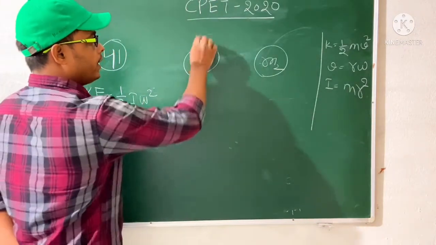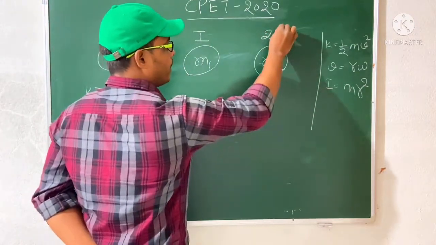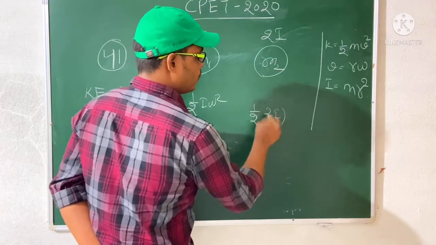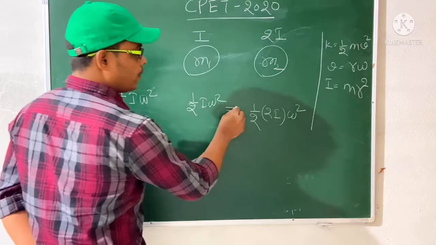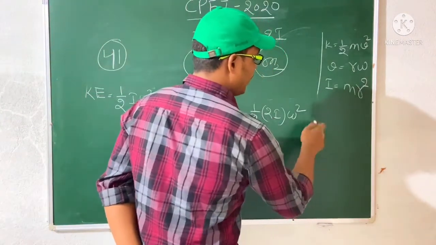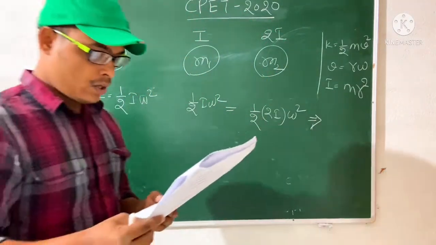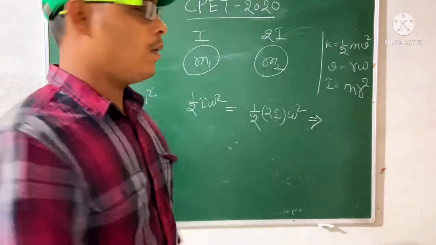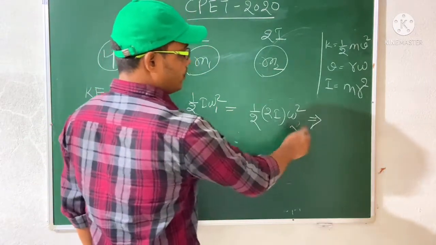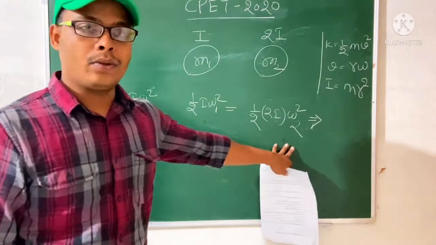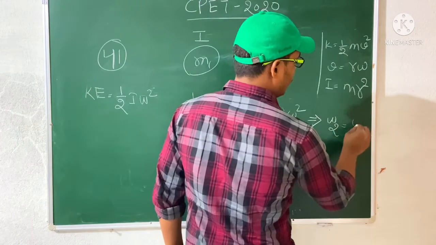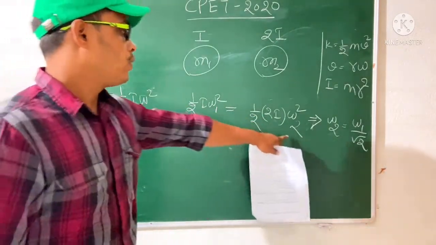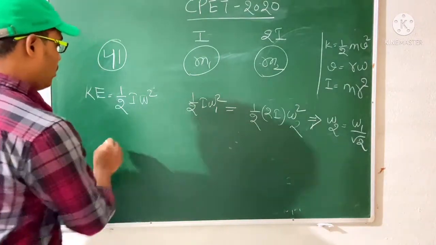In the question, the moment of inertia of the first particle is I and that of the second is 2I. So the kinetic energy of the first is half I omega square, and of the second is half 2I omega square, because its moment of inertia is 2I. The question says the two are equal. Look at the question: two bodies have their moment of inertia I and 2I respectively about their axis of rotation. If their kinetic energies are equal, what will be the ratio of angular momentum? This one is omega 1 and this one is omega 2, because these are the angular frequencies. If we solve this, omega 2 equals omega 1 divided by root 2, because half will be cancelled and the 2 will be in the denominator. So omega 2 equals omega 1 by root 2.